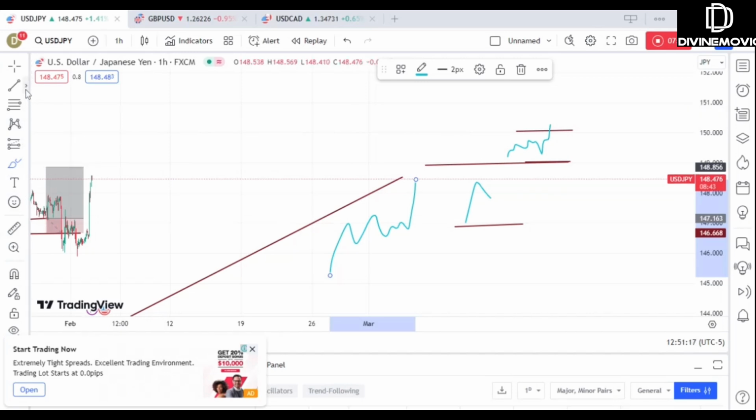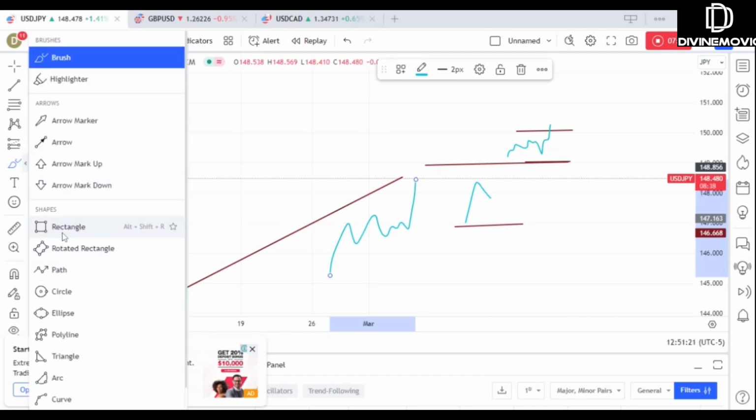Let me use my toolbox. Is it box two or what is it called? Okay.